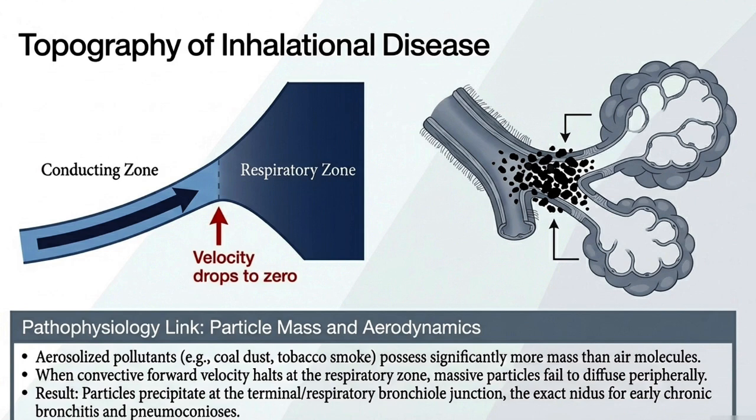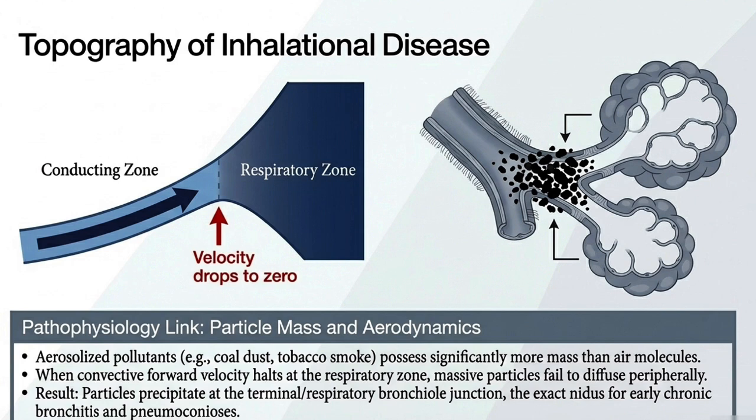In the upper airways, the conducting zone, where the velocity is high, gas moves by convection. It's just simple bulk flow, like pouring water from a jug. But deep down in the respiratory zone, where that forward flow is almost zero, a different process takes over. It's all about diffusion, the random chaotic movement of gas molecules. That's what carries oxygen across that final critical distance to the alveolar wall.